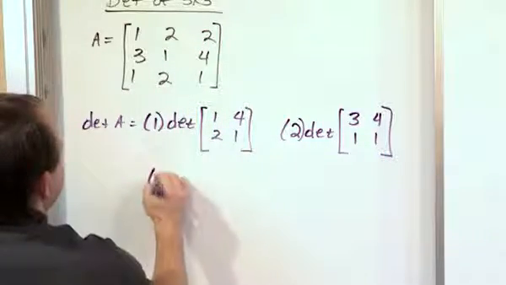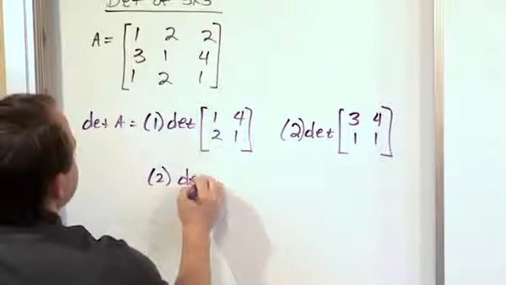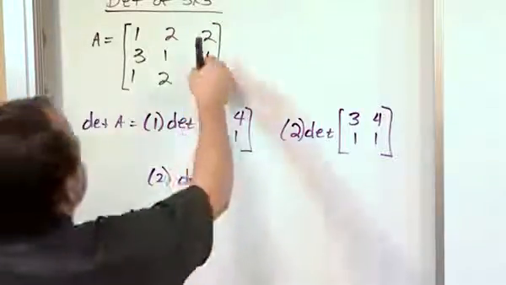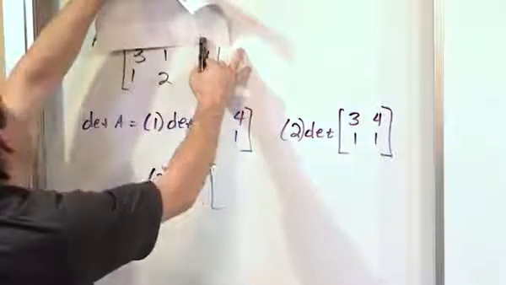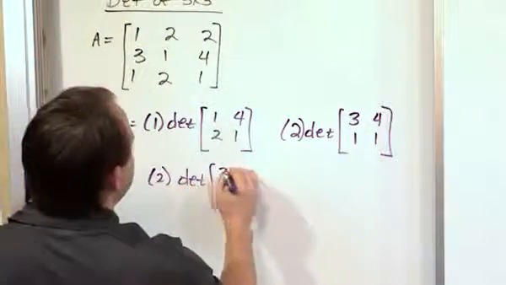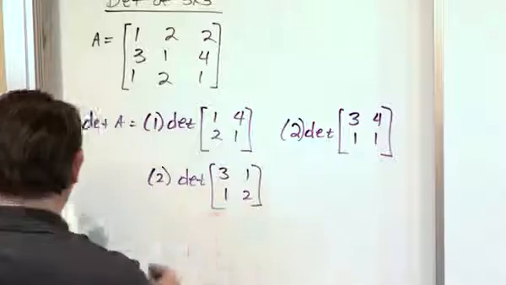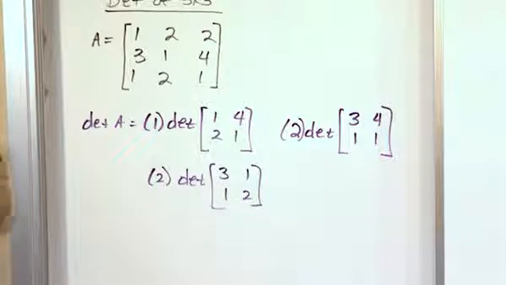And then now finally we have a 2 times, what do you think we're going to do? Times the determinant of whatever the submatrix is that's left over. So we cover this up and we cover this up. We have 3, 1, 1, 2. All right, so that's basically it.